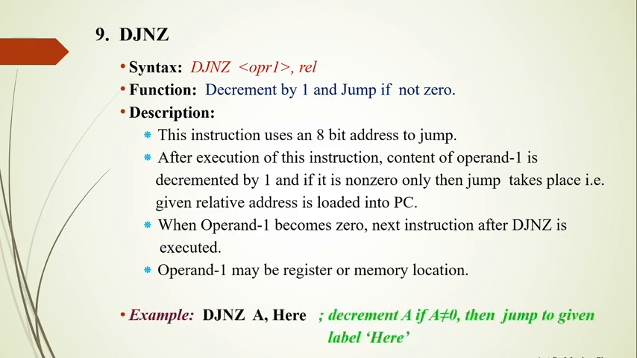Example, DJNZ A, here. So here, after execution of this instruction, content of accumulator will decrement by 1 and it will be compared with 0. If it is not equal to 0, then it jumps to label here.